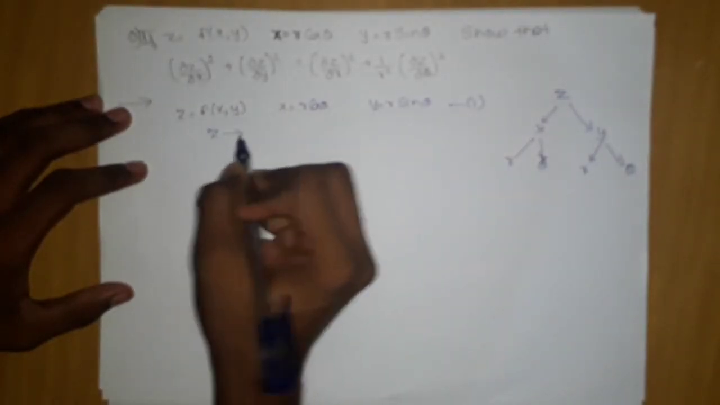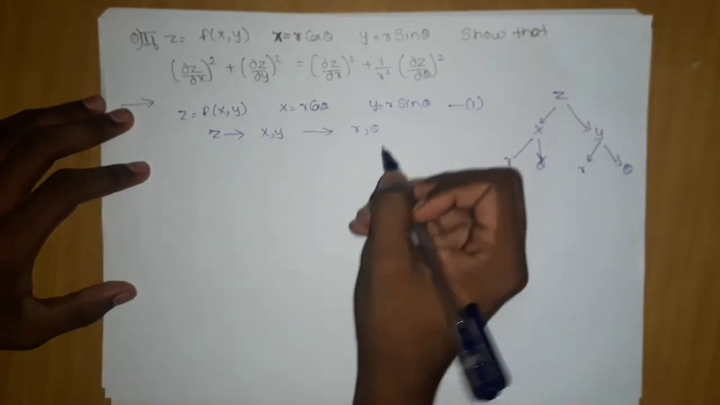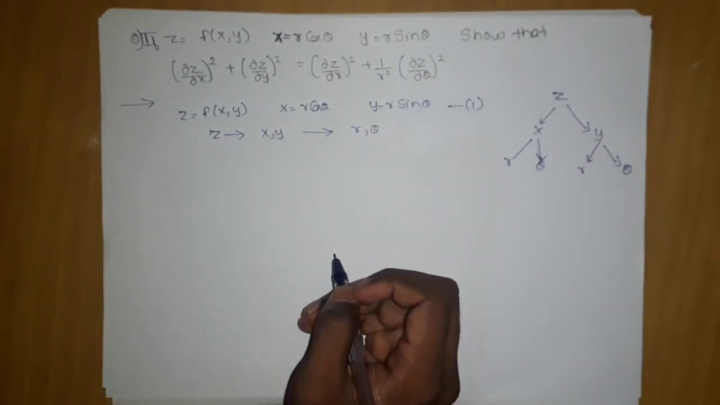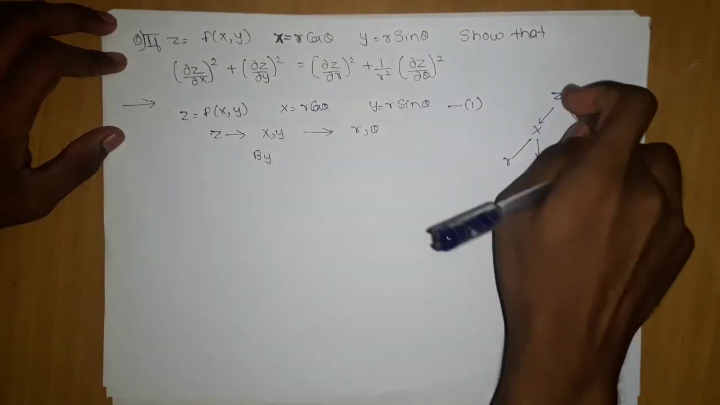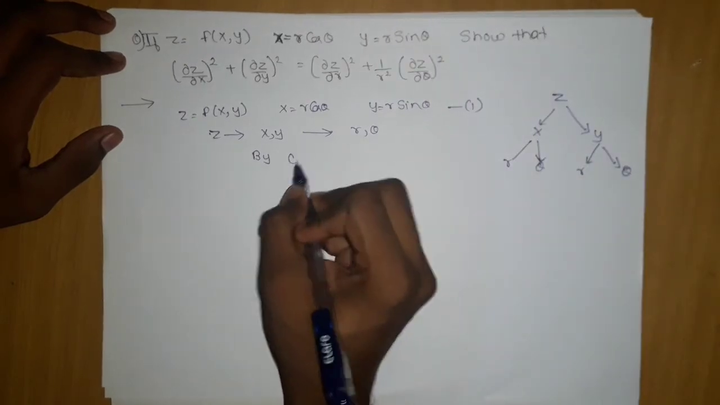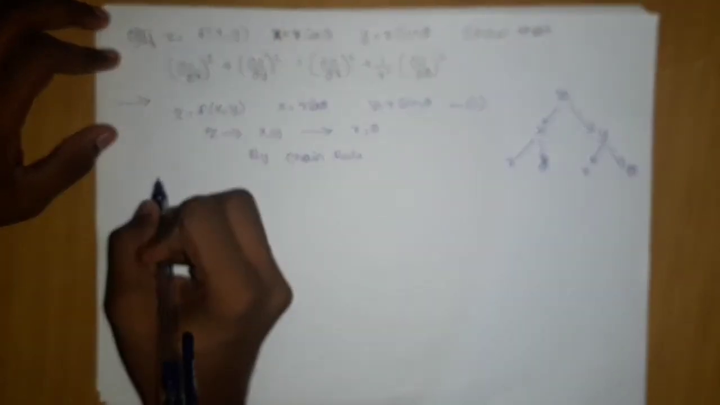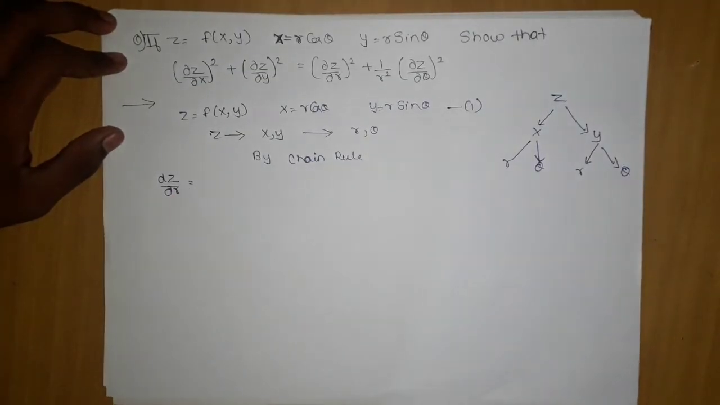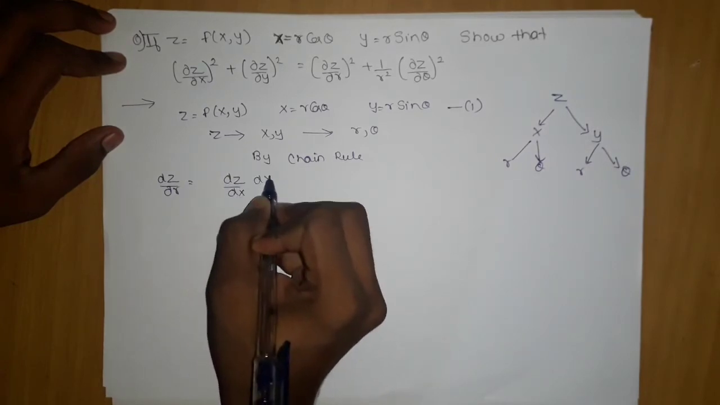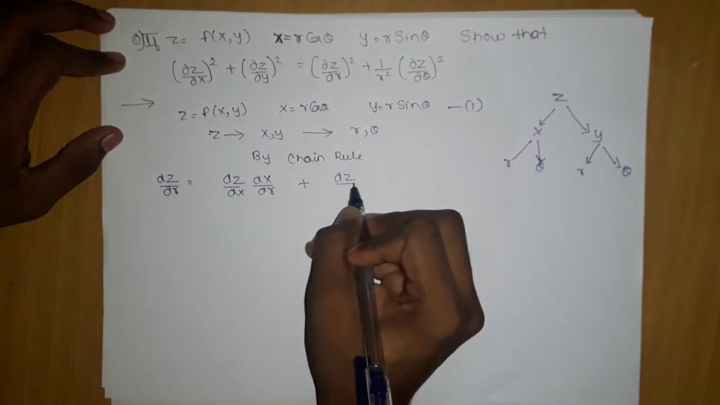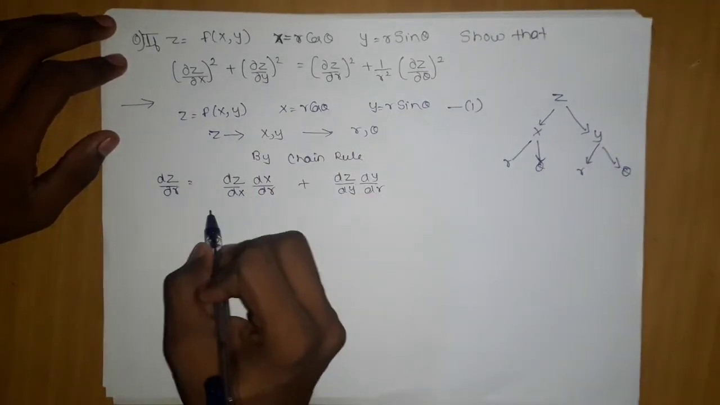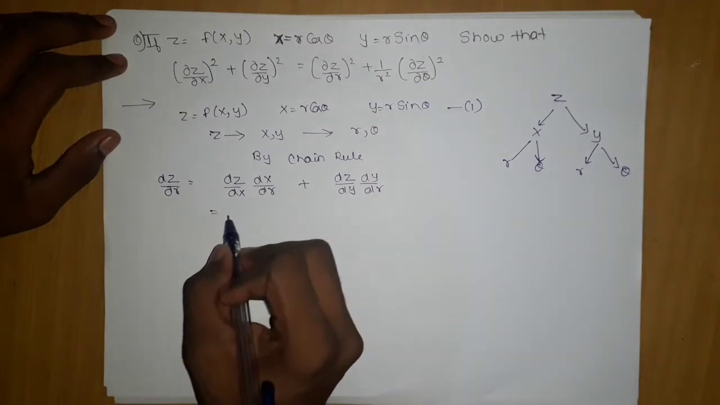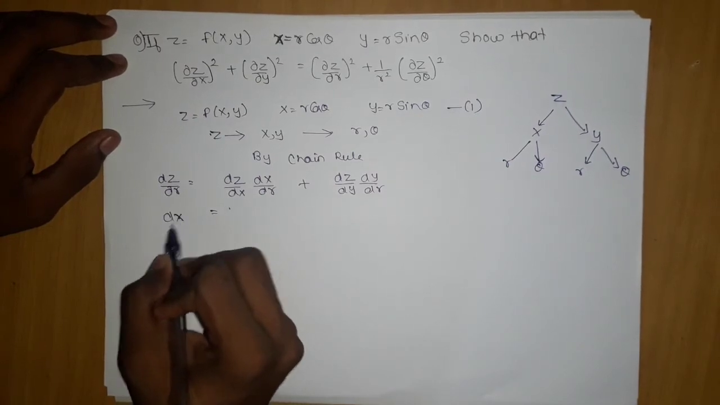What we are going to do, write it as 1. We have to represent this graph, which will be r comma theta. In the next step, by chain rule, we will try to get dou z by dou r and dou z by dou theta. By chain rule, dou z by dou r is nothing but dou z by dou x into dou x by dou r plus dou z by dou y into dou y by dou r. Dou x by dou r is what? Dou x by dou r is nothing but cos theta, but we have to mention this since we are doing it first time.